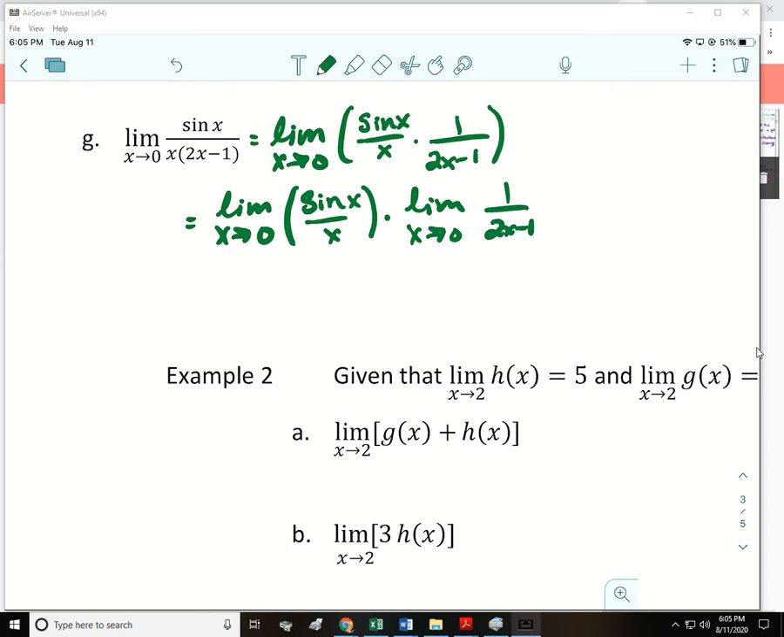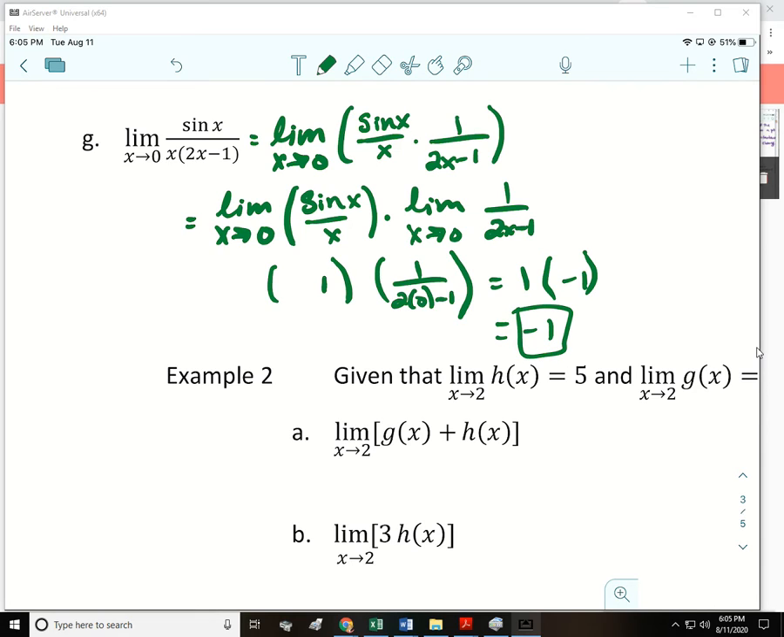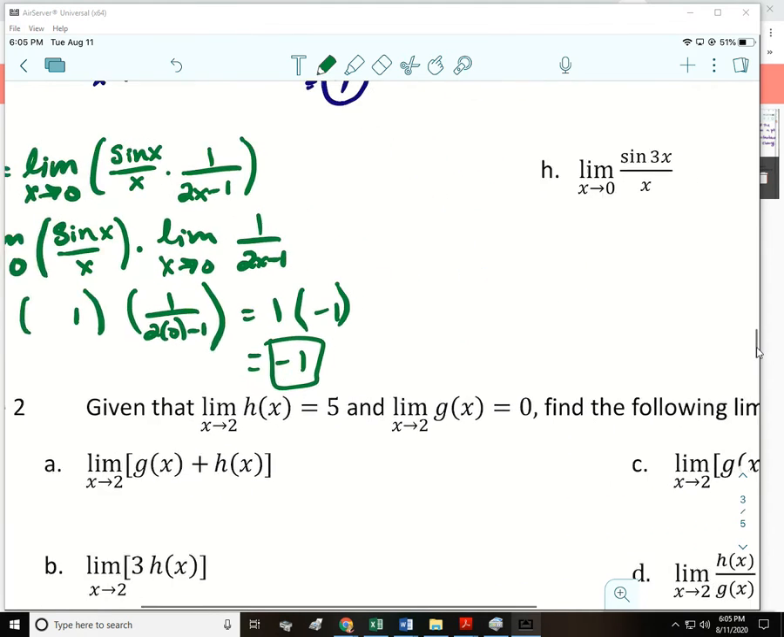Okay. And then we know, hopefully it's going to get ingrained in your head, that the limit as x approaches 0 of sine of x over x is 1. And this other limit, we're actually going to do direct substitution, plug 0 in for x. All right, so we end up with 1 here, and then that's going to be -1. So that limit should equal -1 when I multiply.